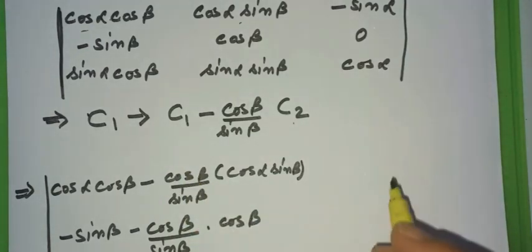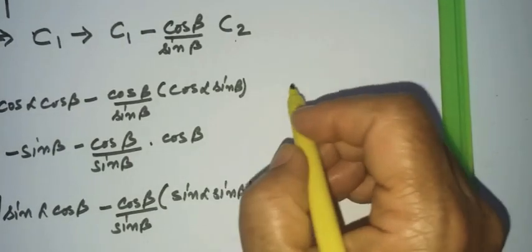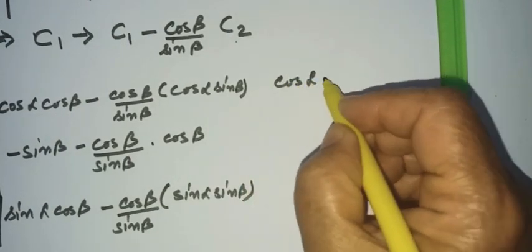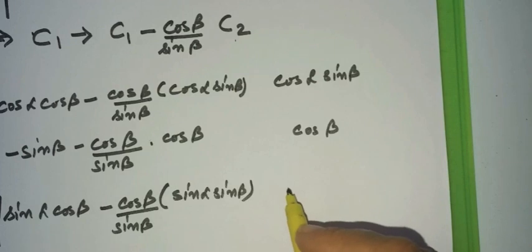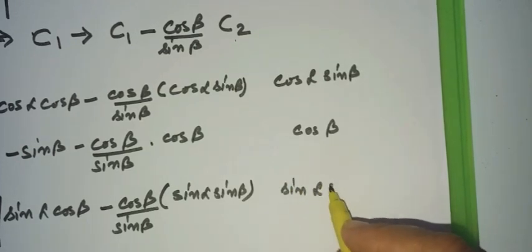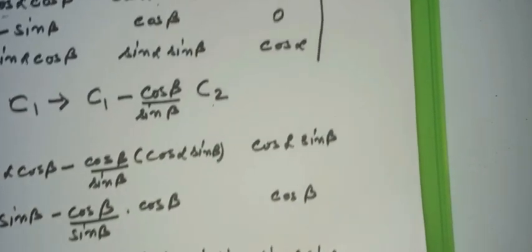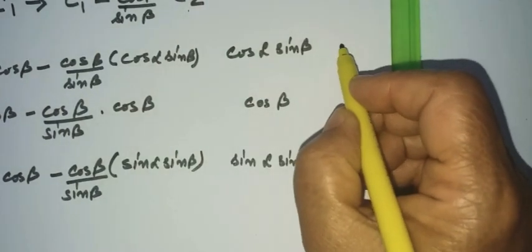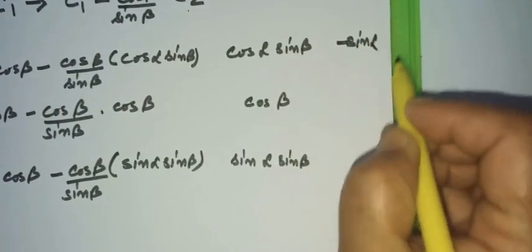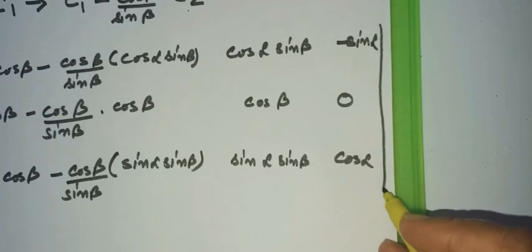So I will solve them in the next step, and I copy down the second and the third column. When I copy down the second column, I get cos alpha, sine beta, cos beta, sine alpha sine beta. I have copied the second column since I have not made any change in the second column. You can see the second column as it is I have copied down. I will also copy down the third column since I am not making any change in the third column. So the third column is minus sine alpha, 0, cos alpha, and I close the determinant.